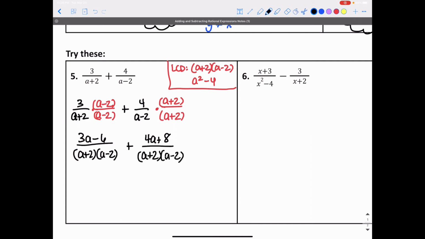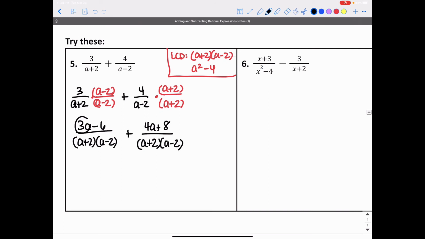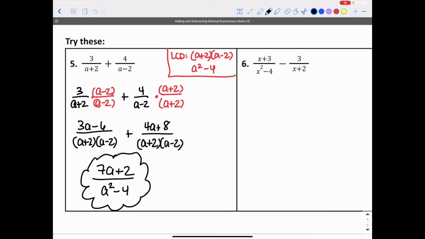And when I combine these, 3a plus 4a gives me 7a, and negative 6 plus 8 gives me plus 2. 7a plus 2, I can't factor that to have anything in common with what I have in the denominator, so I'm just going to simplify the denominator to be a squared minus 4. This is my final answer.